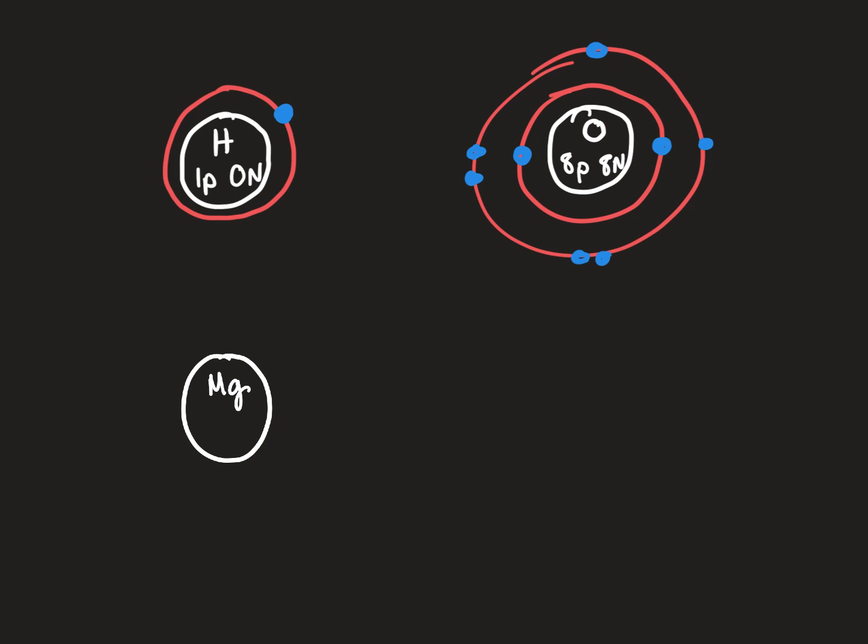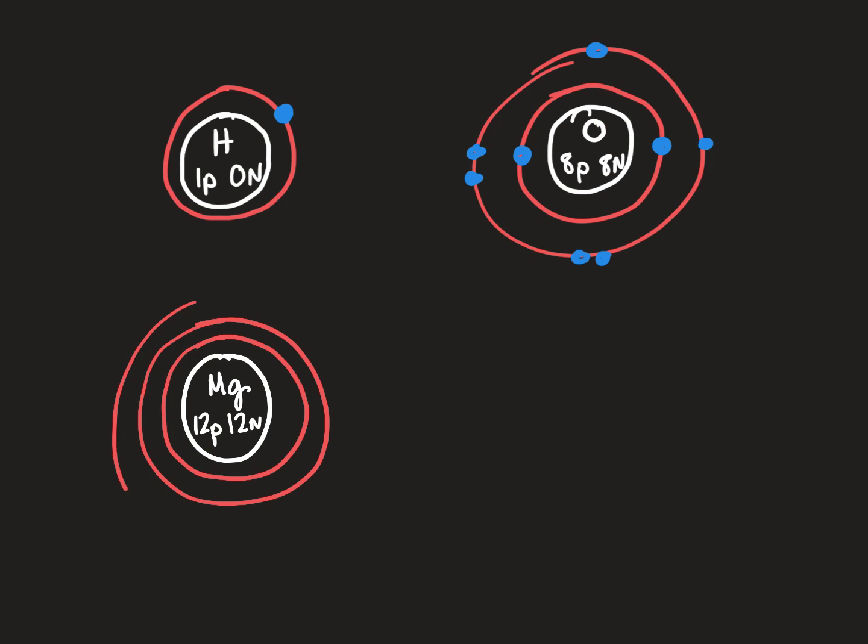which has how many protons? 12. And since it's magnesium 24, how many neutrons? 12. How many energy levels? 3. 1, 2. So you can tell how many energy levels by what? By what horizontal row it's in. So it's in the 3rd row down, so that's how many rings it needs.